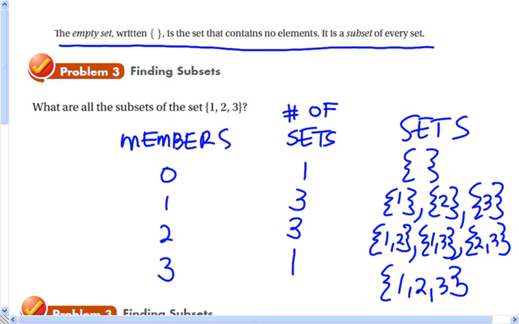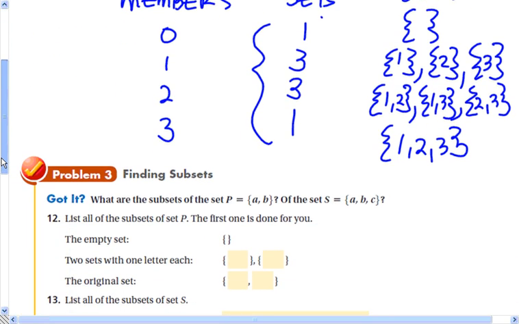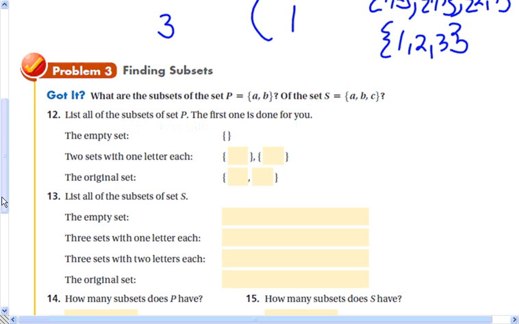Those of you in math counts might recognize these numbers right here from Pascal's triangle. And in fact, Pascal's triangle can be used to make sure you have all of the members of the sets. Okay, so here we go. We're going to list the subsets of the set P and of the set S.